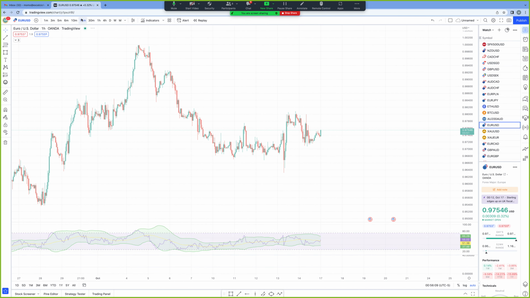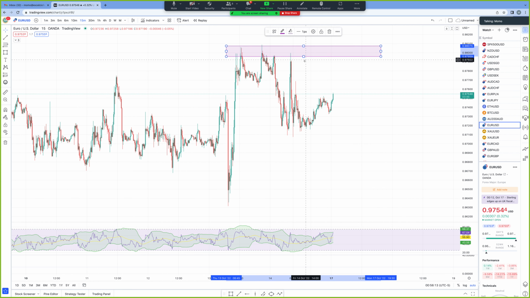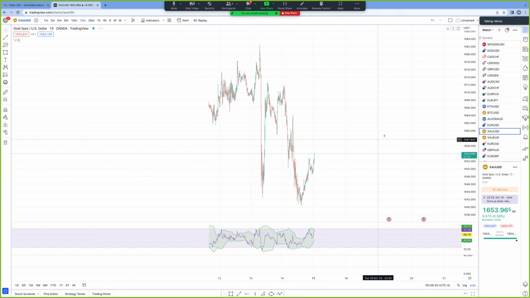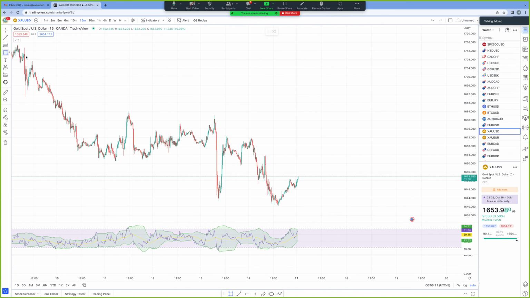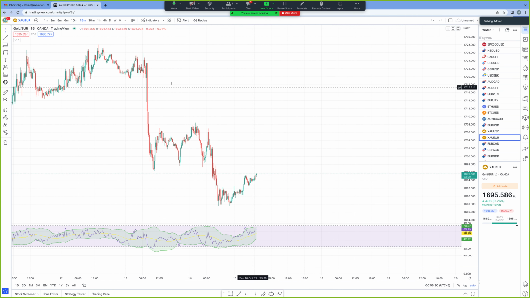EU, nothing too clear except lower time frames. M15, I see a nice zone here. Push this up. Can look for a break and retest there. Gold, just have this support at the bottom. Shares have been on a long downtrend as well with USD strength. Gold, euro, same thing, just support at the bottom.